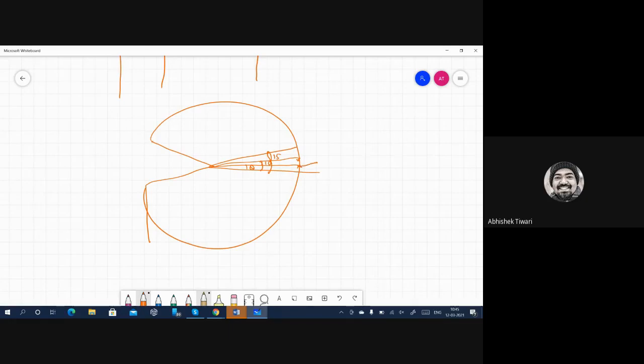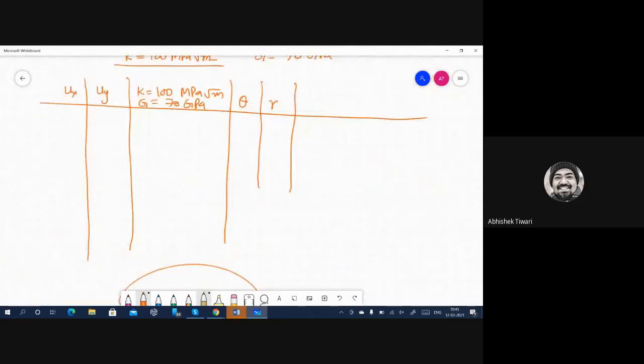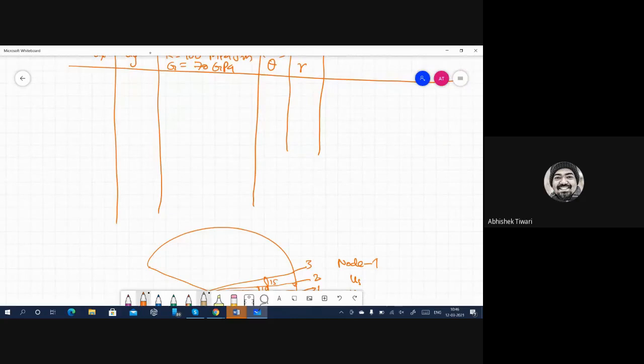So you have these nodes, node number 1, 2, 3, and so on. At node number 1, what do you have to apply? You have to apply a boundary condition. In the boundary condition, you have to provide the value of U1 and U2. These U1 and U2 will come by using these equations. So what will you do? You will make an Excel sheet, and in that Excel sheet, you will write the values of theta in radians. Don't write it in degrees, because these equations use the value of theta in radians.